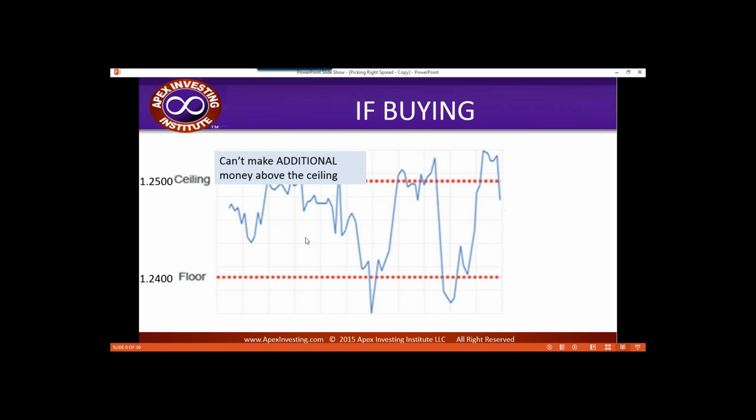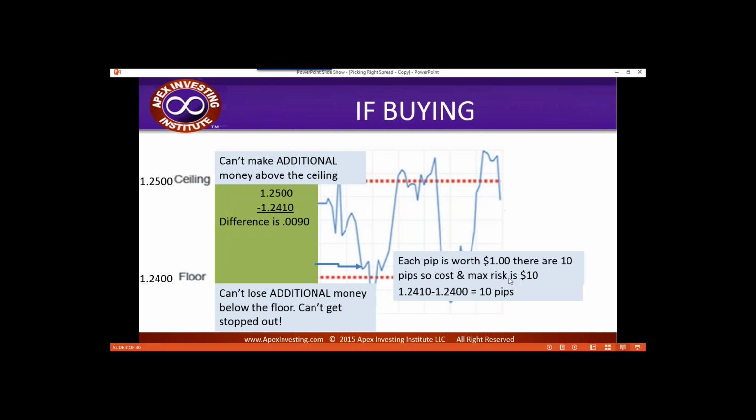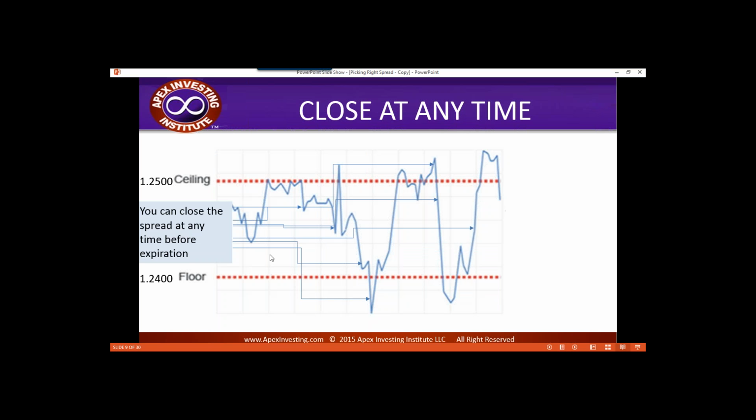The opposite is true for buying. If I buy, say the market's going up, I can't make additional money above the ceiling. But if it goes against me, I can't lose additional money below the floor. It's capped risk and capped reward. So if I bought right here at 24.10 and it goes against me, it's only 10 pips, 10 ticks, $10 to the floor. The most I can lose then is $10. And I have a maximum profit potential if it goes all the way up of 90 pips or ticks, therefore $90. And I can close it at any time.